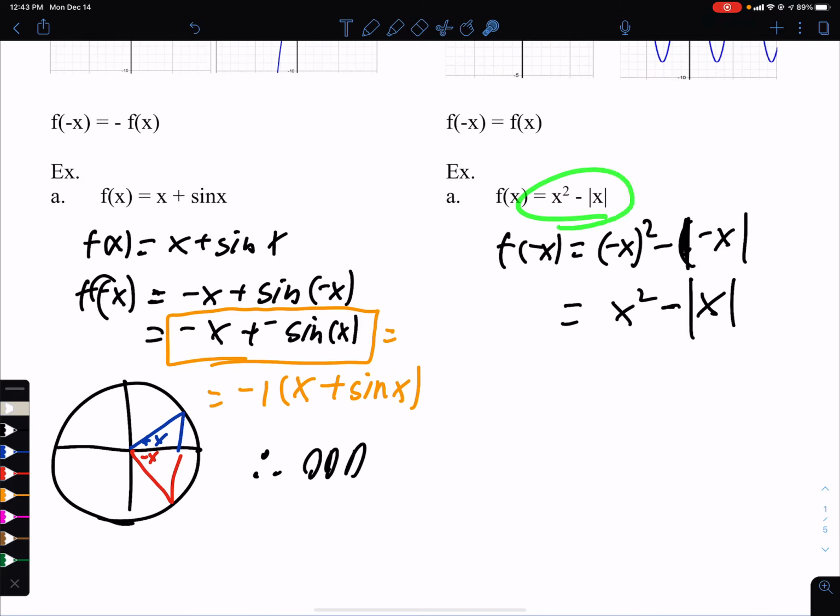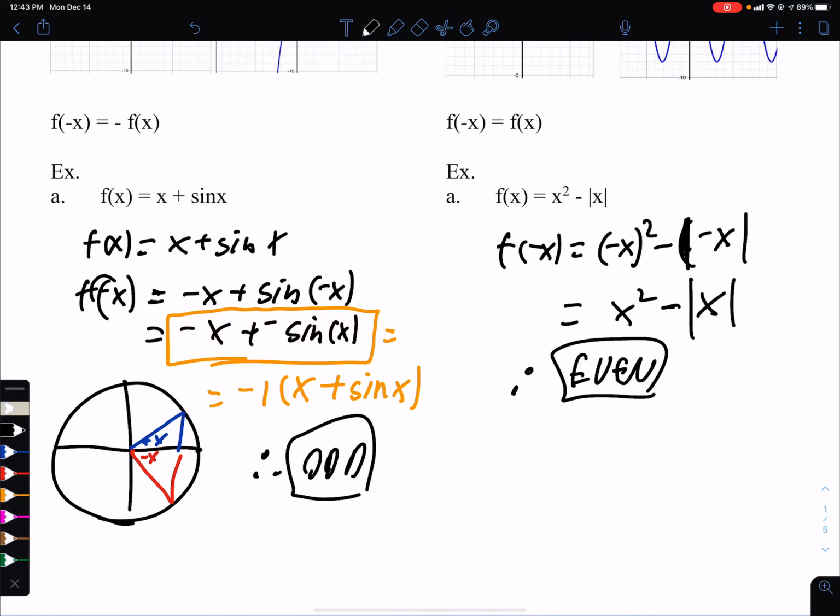If you look at that and you look at that, they're exactly the same. Therefore, this is an even function. So that's kind of a quick rundown on how you would test for odd and even.